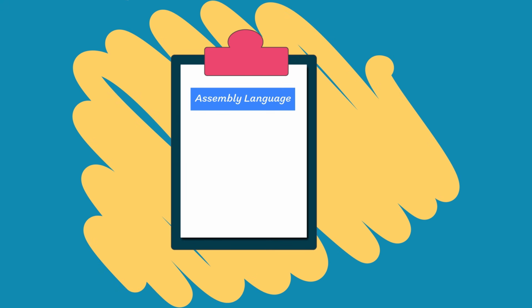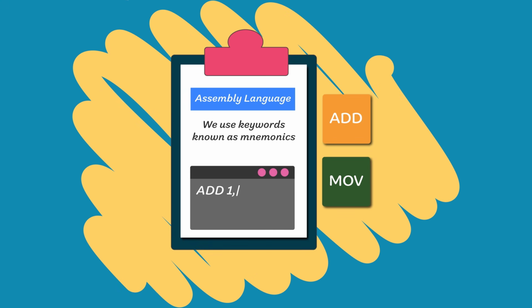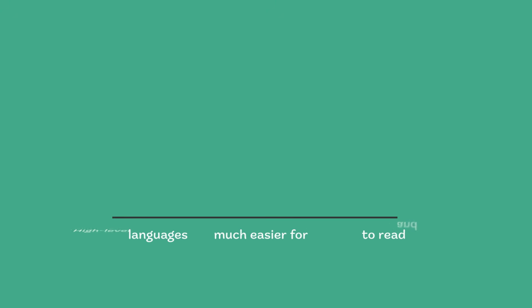Or the assembly language. Assembly language is a small step above machine language. Instead of writing binary numbers, programmers use short commands called mnemonics. For example, a user can write the following mnemonic to add numbers. Then this instruction will be converted to binary code and executed by a computer. High-level languages are much easier for humans to read and write.